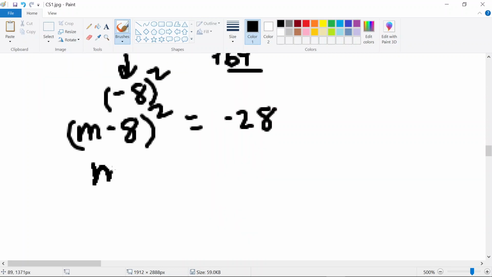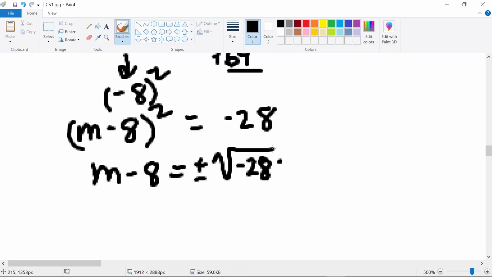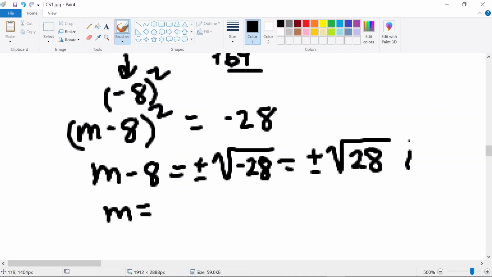Now I'm going to square root both sides. M minus 8 equals plus or minus square root of negative 28. And I have to rewrite that as plus or minus square root 28 times i. So I can change what's inside the square root to positive by putting an i on the outside. And now I will add 8 to both sides. M equals 8 plus or minus square root of 28i.